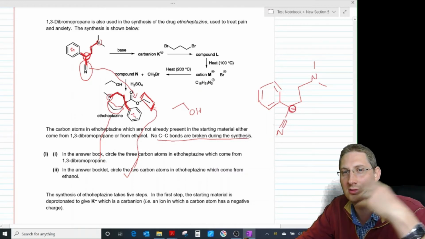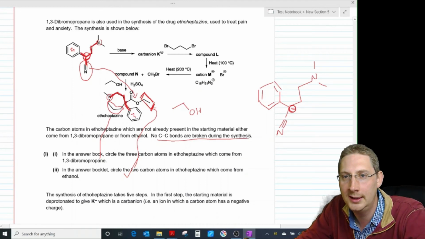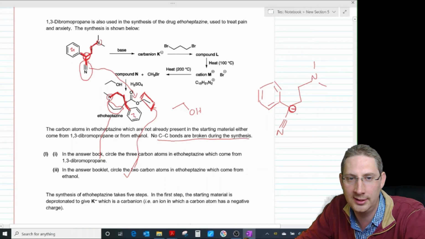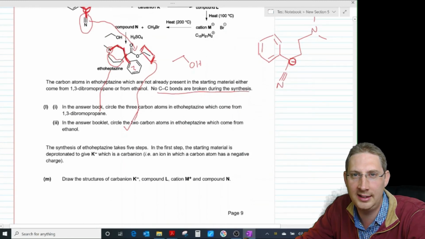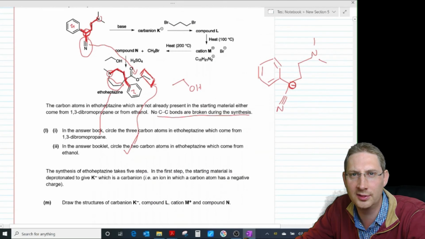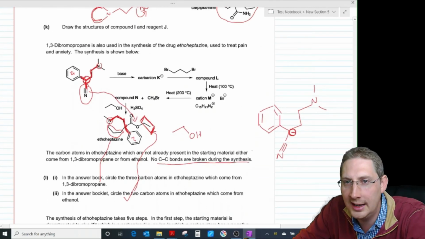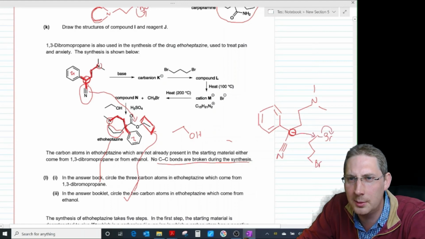So let's put together that with what we saw at the start of the question, and we'll pull off that hydrogen. So that's K-, let's say. The next thing is we're adding 1,3-dibromopropane, and it asks us for compound L. So let's say that just attacks in 1, 2, 3, bromine. So that attacks in there and kicks out the bromine.